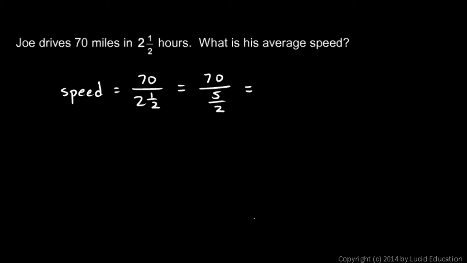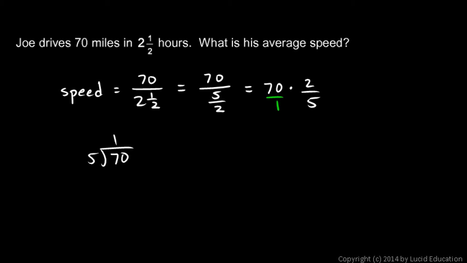So I have 70 divided by 5 halves. And remember that dividing by a fraction is the same thing as multiplying by the reciprocal of the fraction. So instead of having 70 divided by 5 halves, I can write 70 times 2/5. And it's easy to see if you think of that 70 as 70 over 1. Realize that the 70 and the 2 are in the numerator, so we can multiply our numerators together, 70 times 2. But before we do that, let's reduce this. I notice here that the 70 and the 5 are both divisible by 5. So let's do that. 70 divided by 5, I'll work that out.